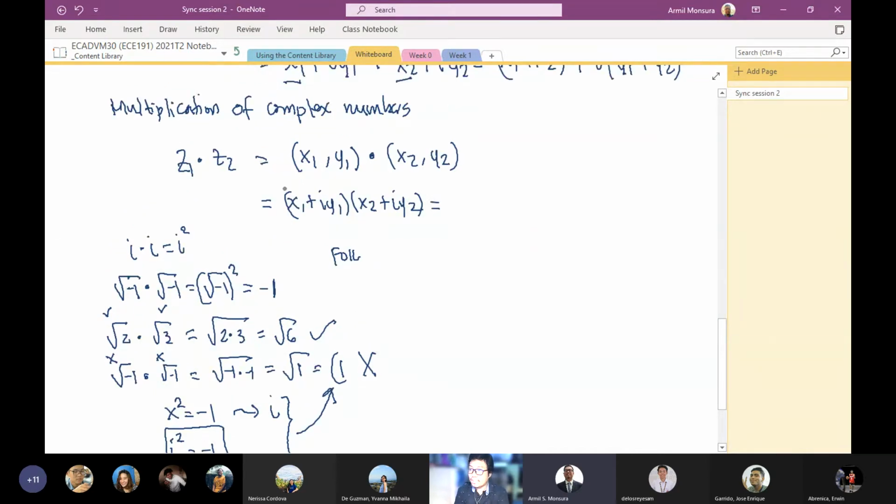So what would happen? We then multiply this one and this one. So we have x1 times x2, then we have plus i x1 y2, then we have plus i x2 y1, and then finally we have i squared y1 y2. Tama ba?